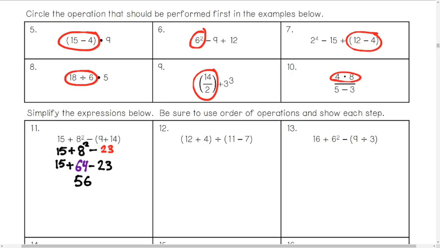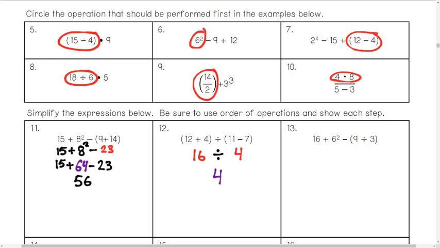Number 12. We have 2 sets of parentheses here. So since we have 2 sets of parentheses, we'll go ahead and solve those from left to right. So 12 plus 4 is our first set of parentheses, which would give us 16. Our second set is 11 minus 7, which is 4. So I now have 16. I bring down what I didn't use, and that's that divide sign. And I would get a positive 4 as an answer.